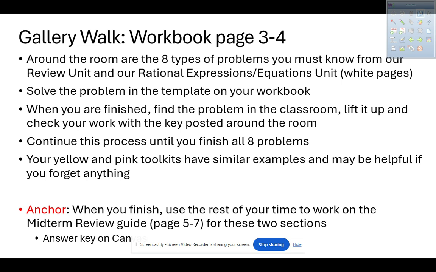All right, if you finish early, the actual traditional pencil and paper test review guide is page 5 through 7 in here. So if you want additional practice aside from these, that's what you can do. All right, anybody want me to work through page 3 and 4 with them? All right, if you change your mind, let me know.